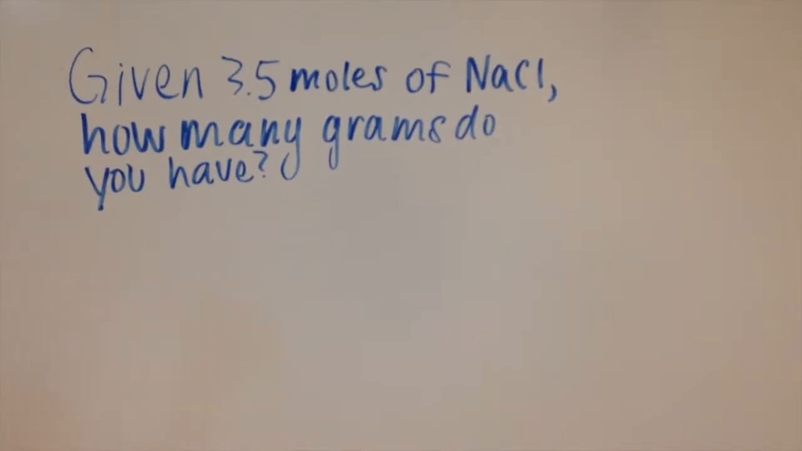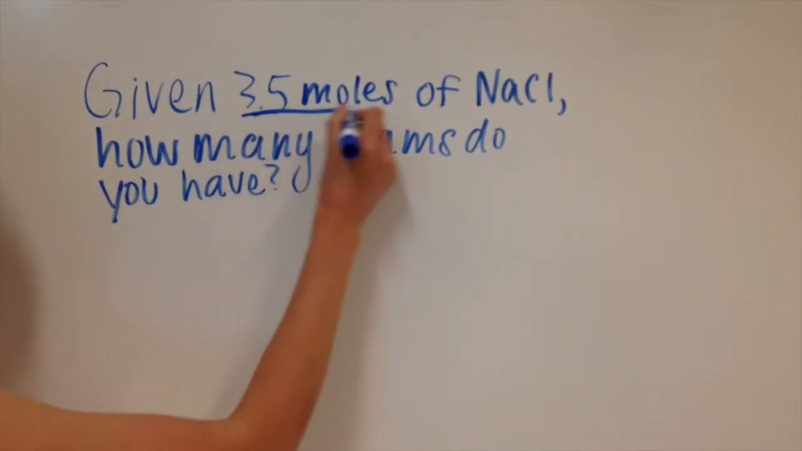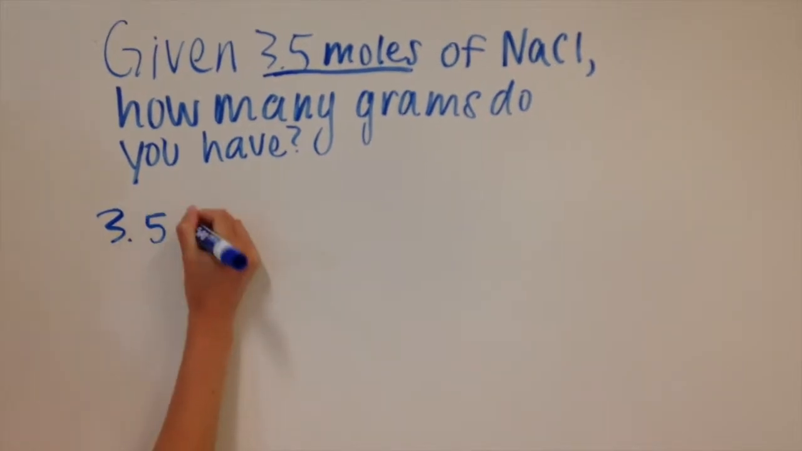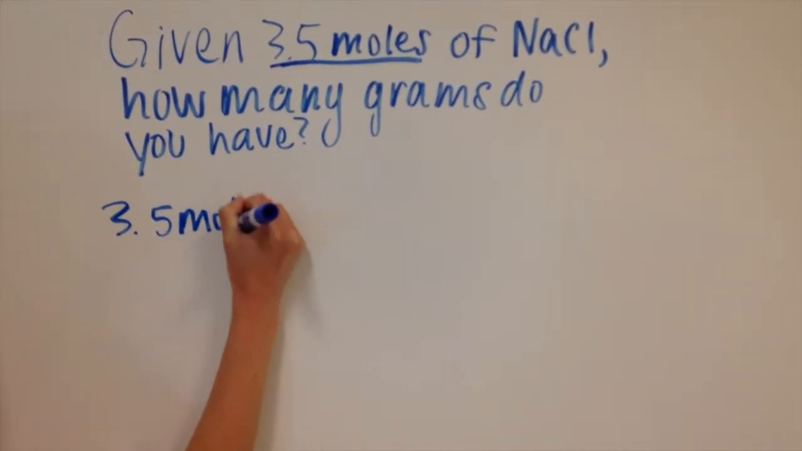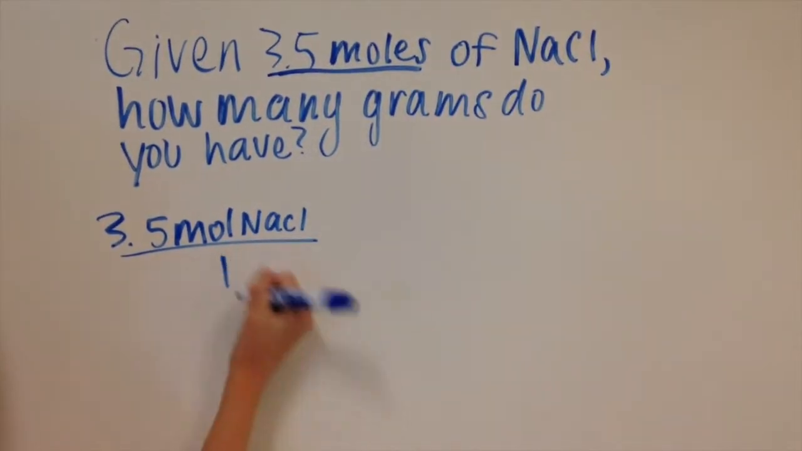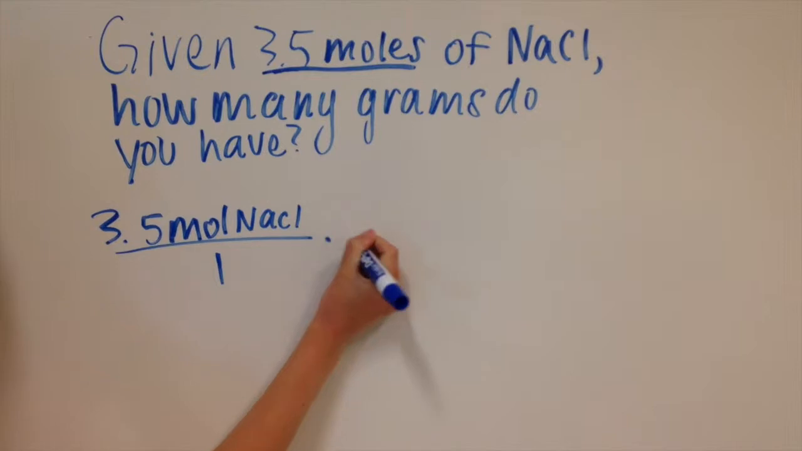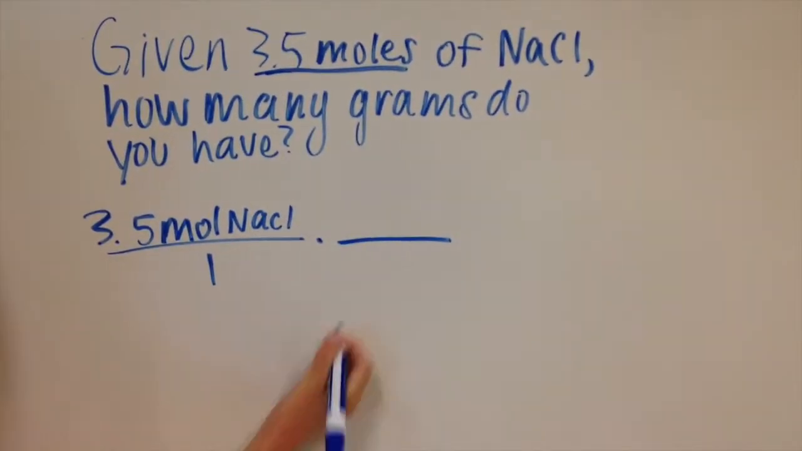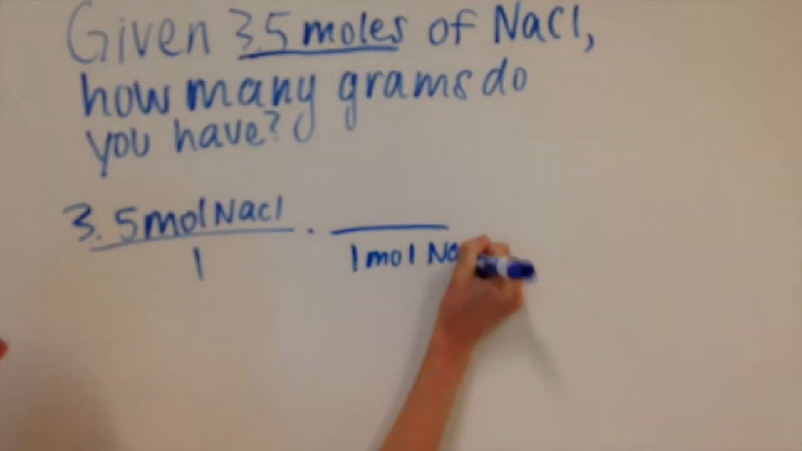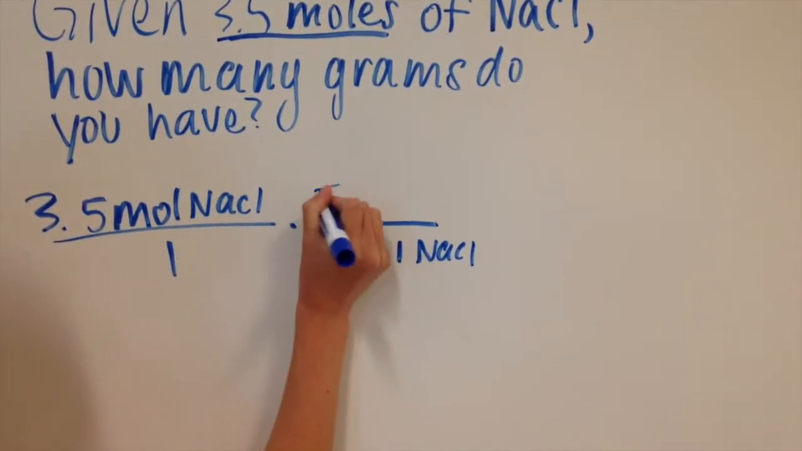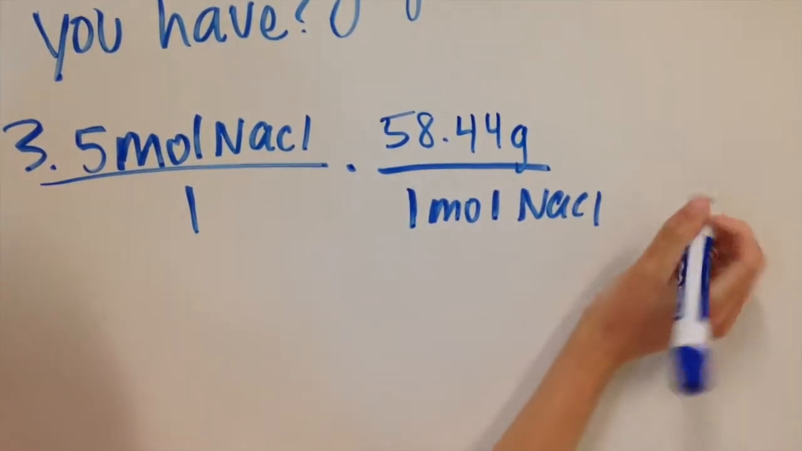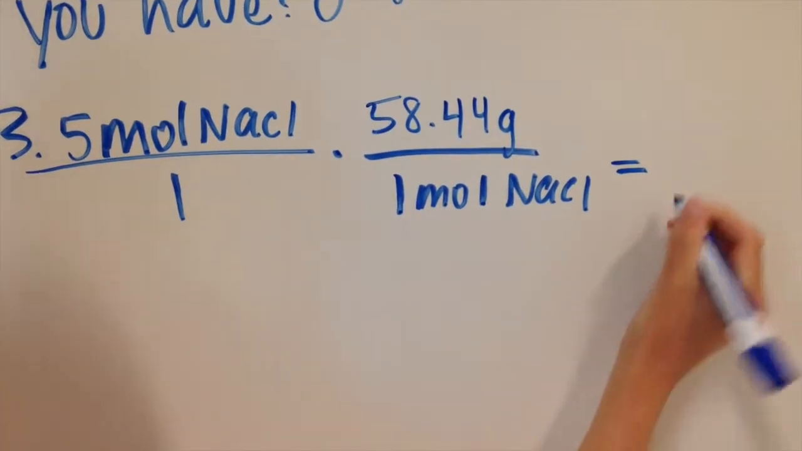Okay, so now we're going to go from moles to grams. So we're going to look at our given in the problem, which is 3.5 moles of table salt. And we're going to put that over 1. And so now that we know we have 3.5 moles of table salt, we're going to put moles on the bottom and then find the molar mass of table salt, which is 58.44 grams. So the moles will cancel out.